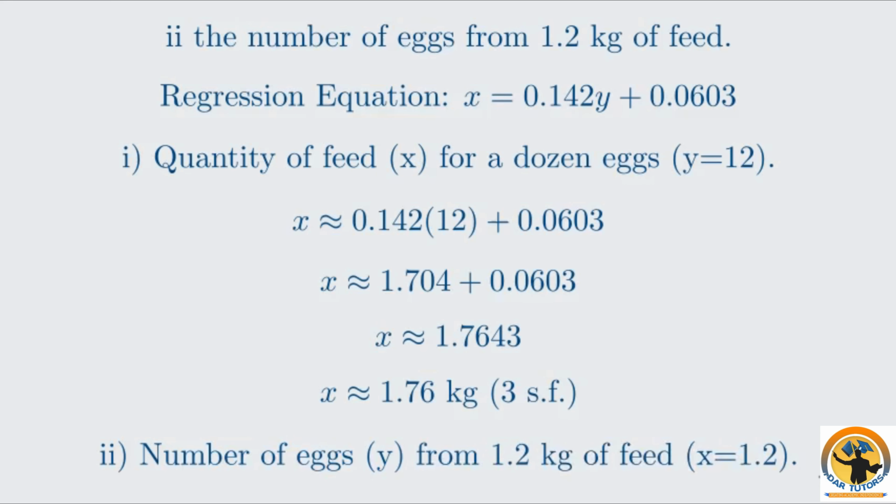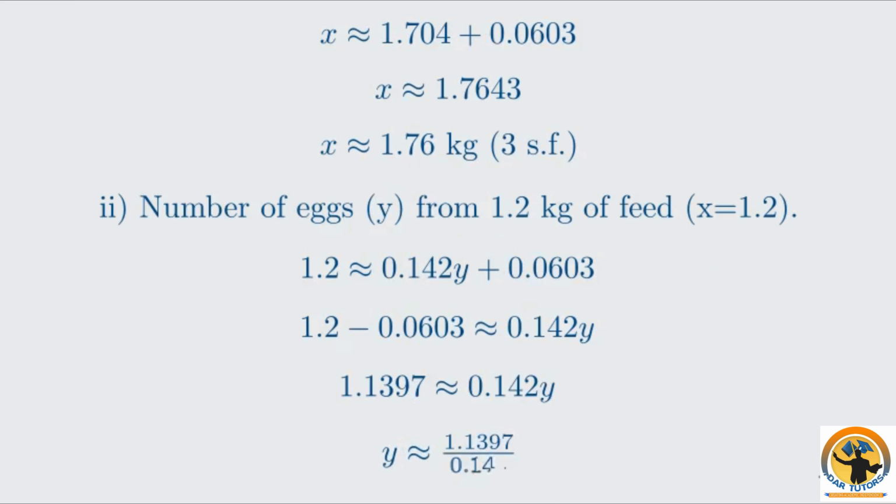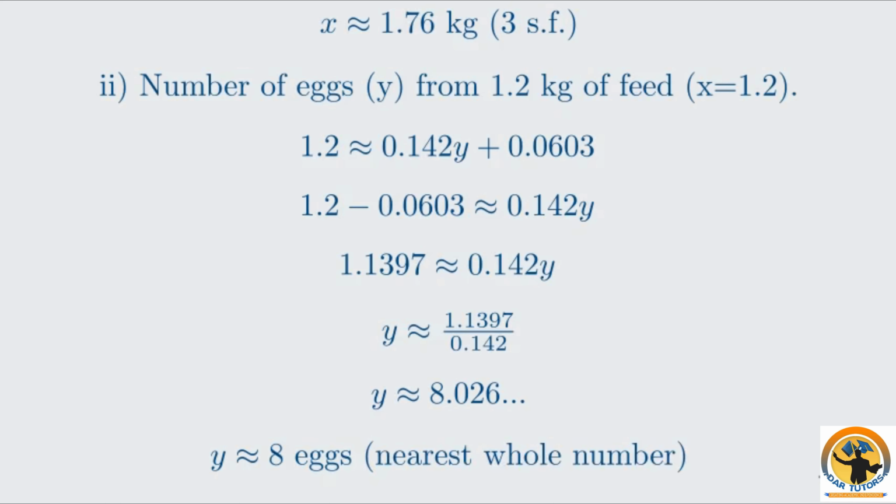For part 2, we need to estimate the number of eggs, y, laid by a hen that ate 1.2 kilograms of feed, so x = 1.2. This time, we substitute x = 1.2 into the equation and solve for y. First, subtract 0.0603 from both sides, then divide by 0.142. This gives y as approximately 8.2. Since y is a count of eggs, we must give a whole number answer. Therefore, we would expect the hen to lay about 8 eggs.